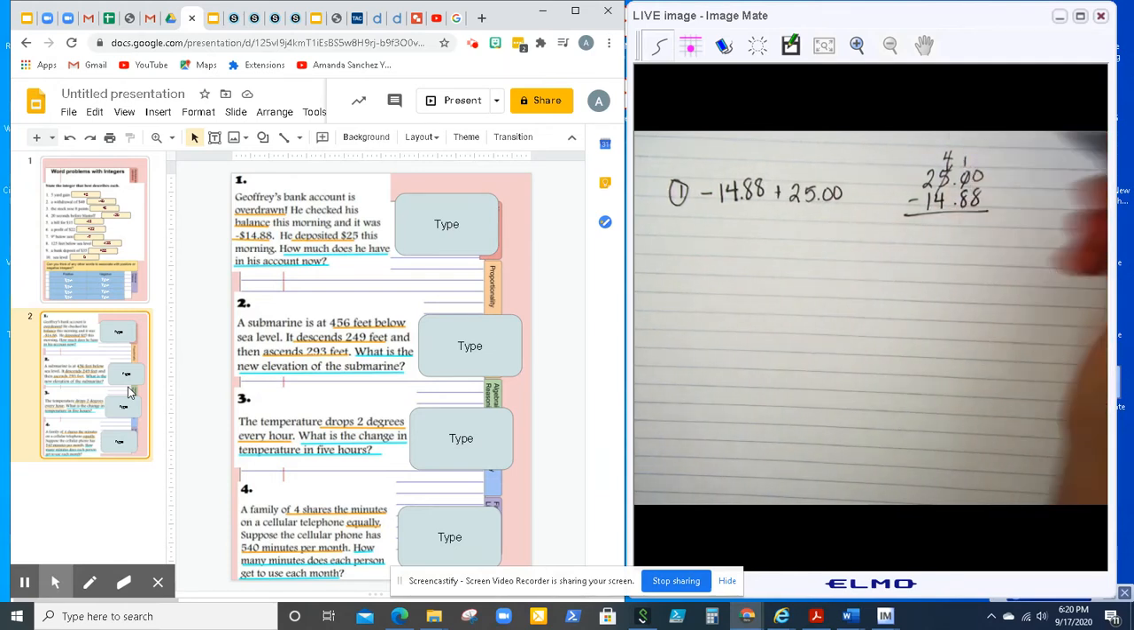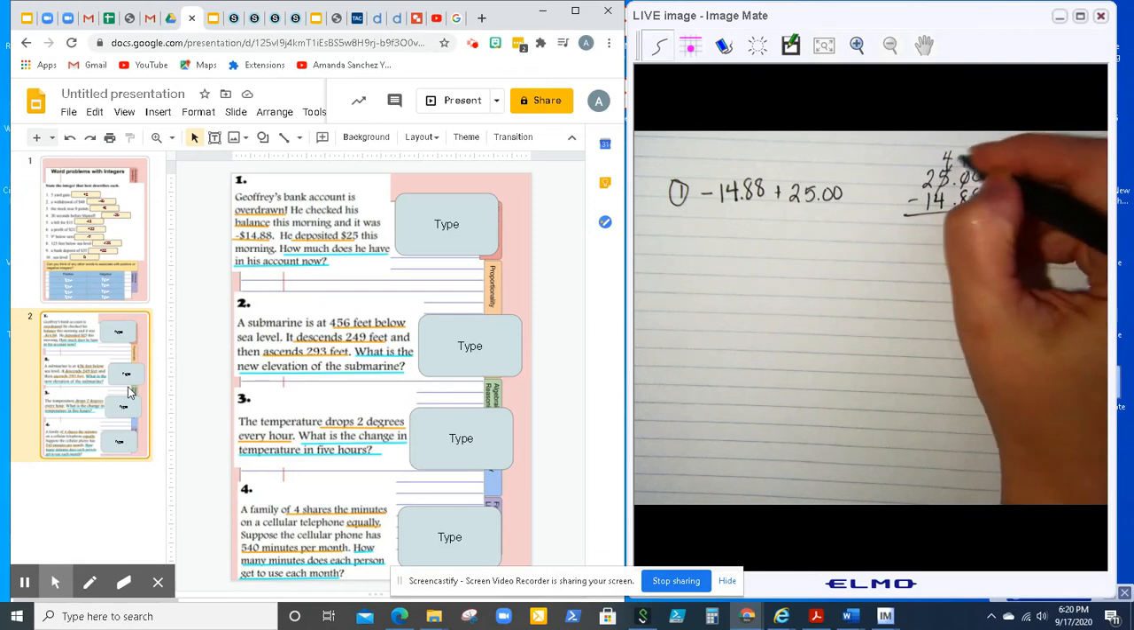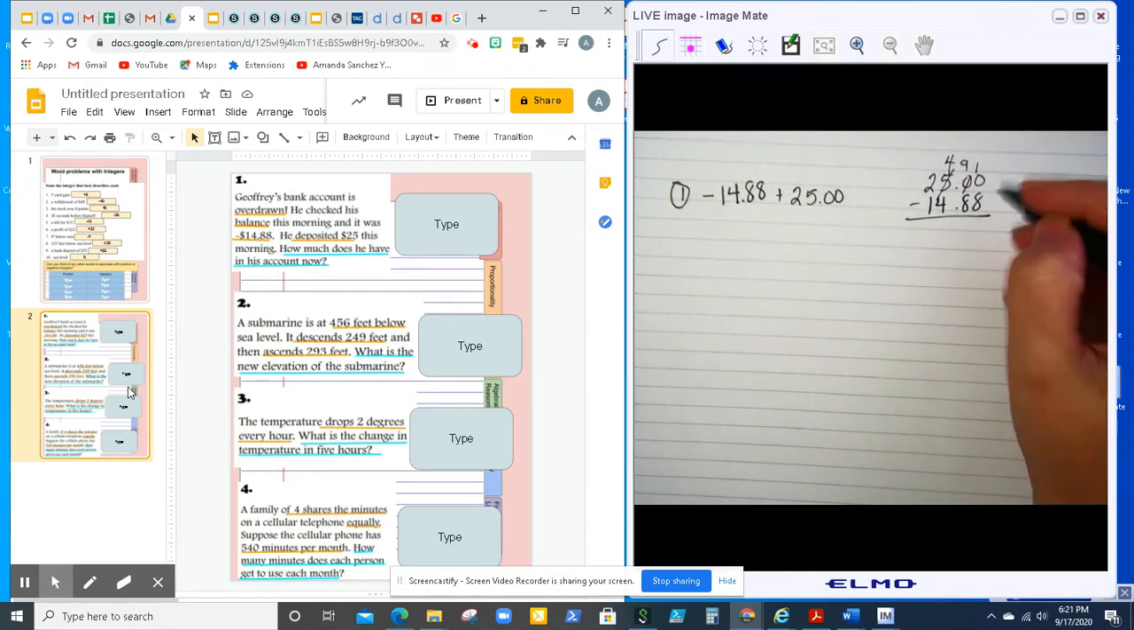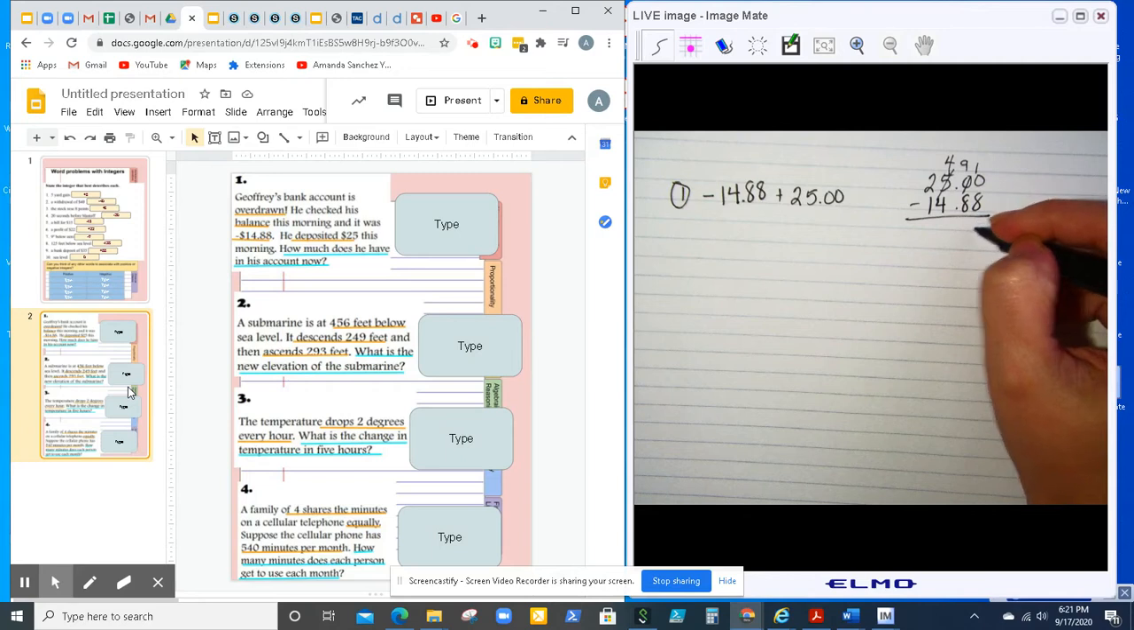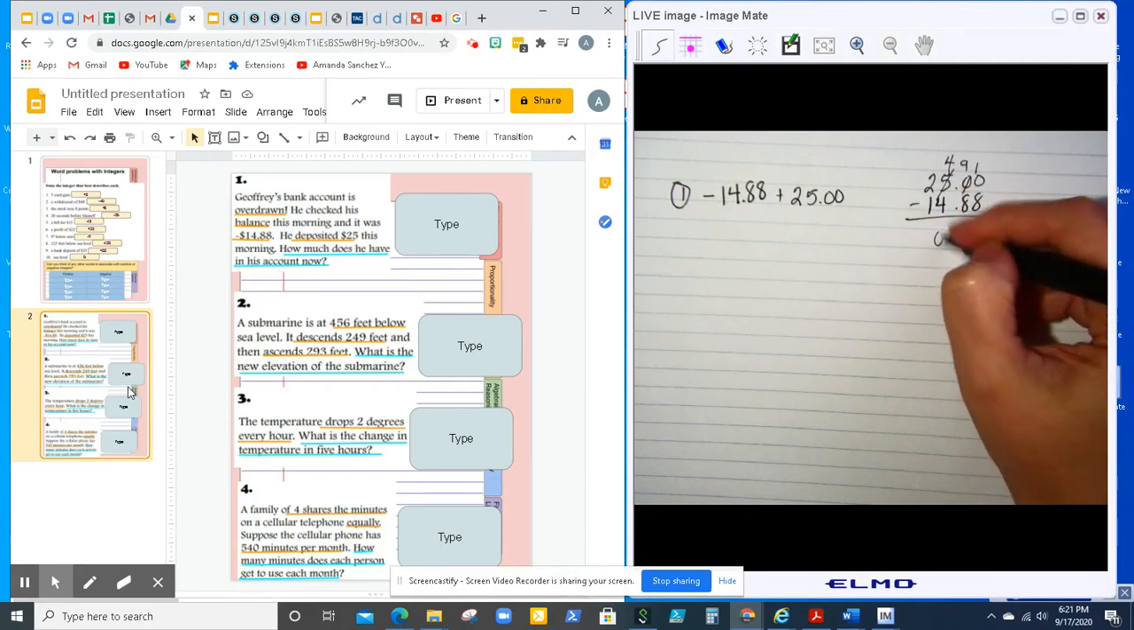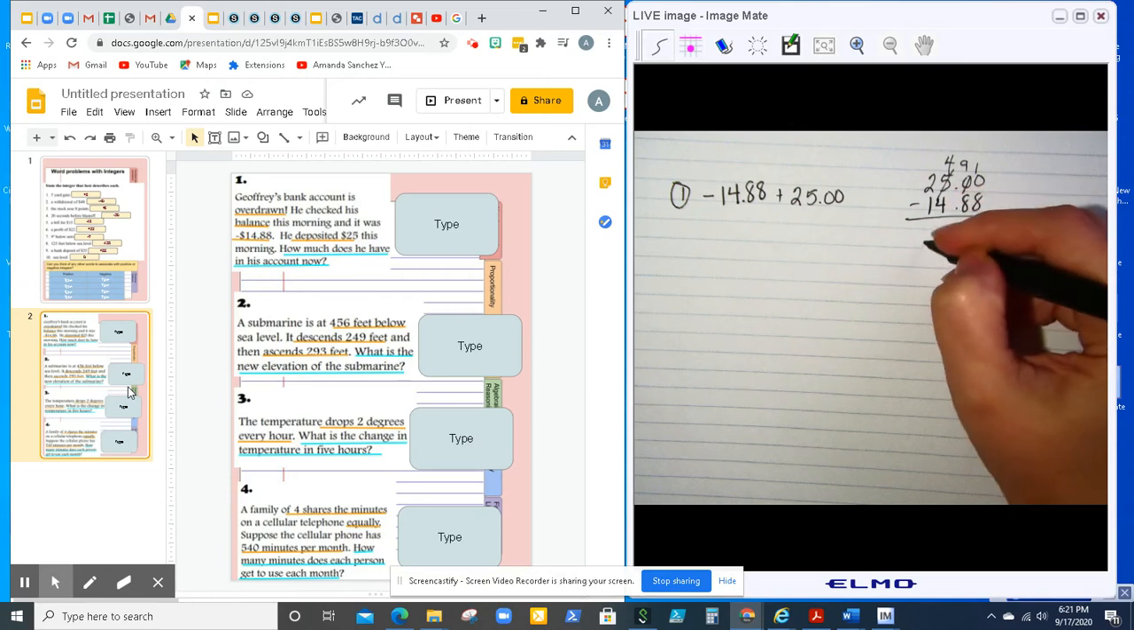4 and then borrow. That becomes a 9. That's a 10. 10 minus 8, 2. 9 minus 8 is 1. 4 minus 4, 0. 2 minus 1, 1.